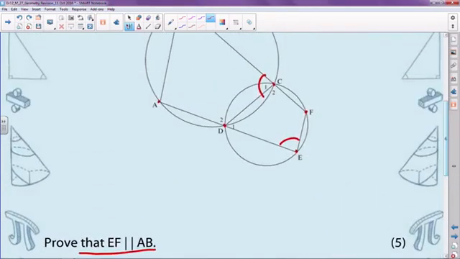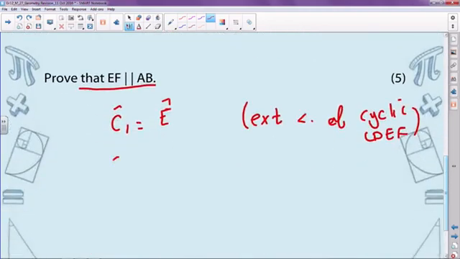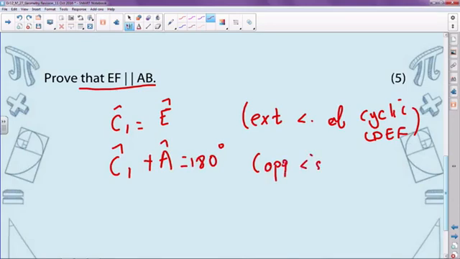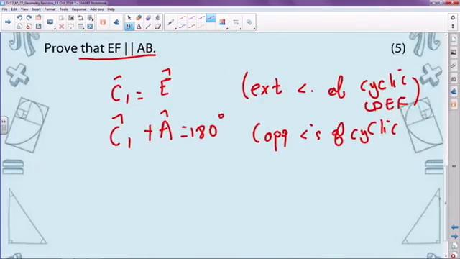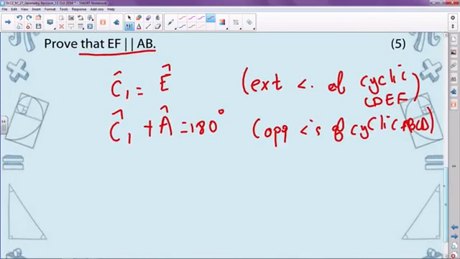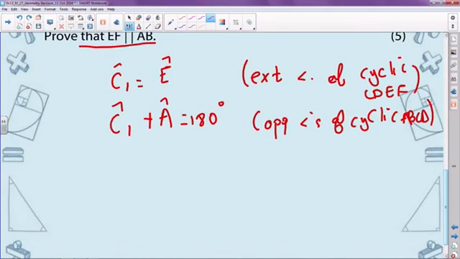I also know that angle C1 plus angle A is equal to 180 degrees. How do I know that? Because I've learned my theorems, and I know that these are opposite angles of cyclic quad ABCD. Opposite angles of a cyclic quad are supplementary. If you don't know your theorems, you are really going to struggle with geometry. You've got to learn them.